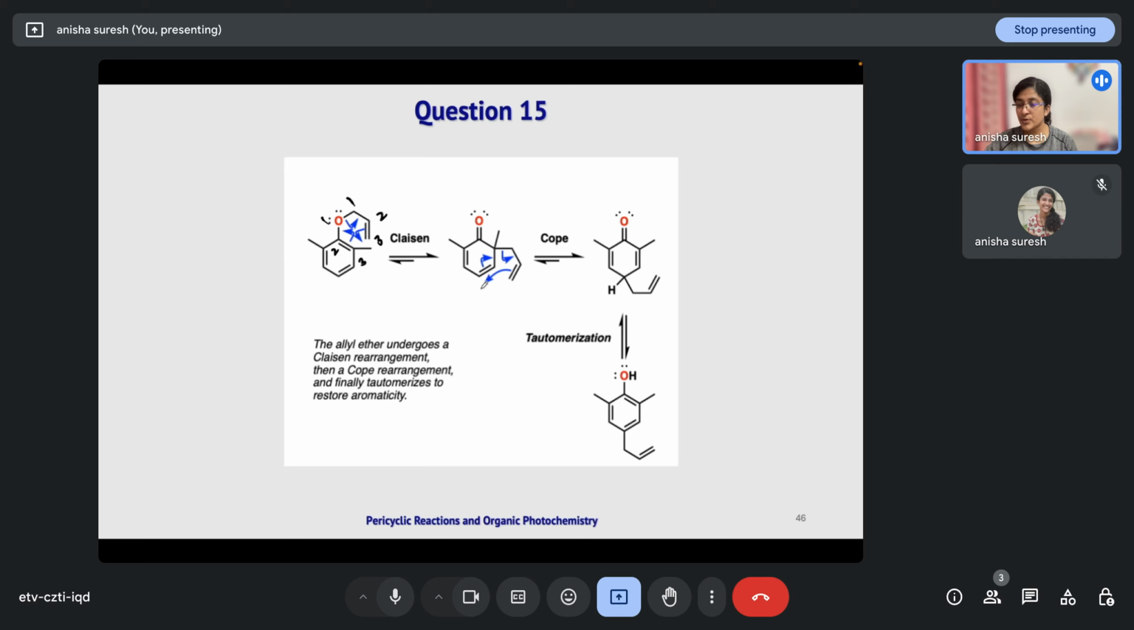Now this aromaticity is lost, so it will be unstable. So it can again undergo a 3,3 sigmatropic rearrangement, 3, 2, 1, 3, 2, 1, which will result in the formation of this quinone-type system. Then what will happen? A tautomerization can take place, resulting in the formation of this final product. So the allyl ether undergoes first a Claisen rearrangement and then a Cope rearrangement, and finally tautomerizes to restore the aromaticity. So the regaining of aromaticity might be the driving force for giving this as the final product. Clear?